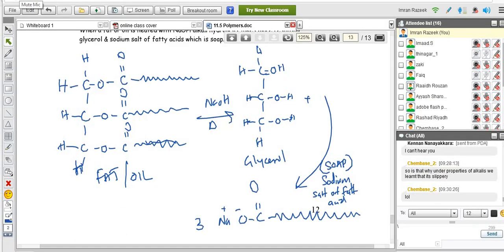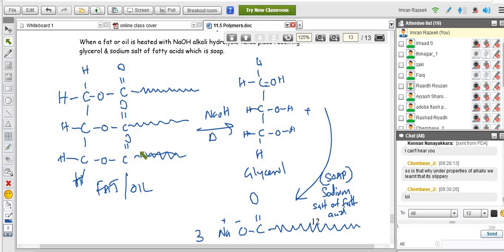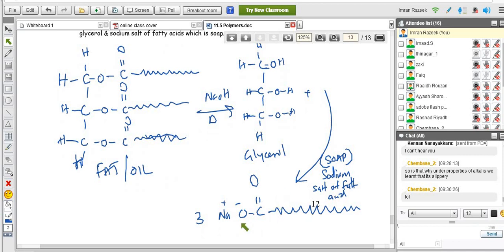So soap is produced as a result of the alkali hydrolysis of the fat, and when you hydrolyze the fat, what happens? You get the glycerol molecule and 3 fatty acid molecules. Actually, these are sodium salts of the fatty acid, which are referred to as soap. Okay, so please copy this.